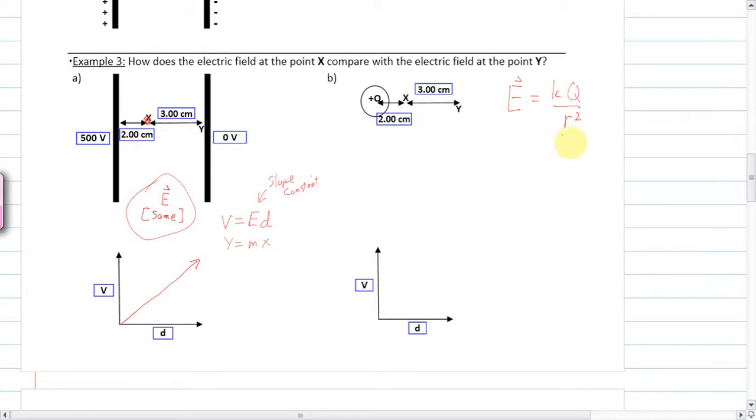So we're going to use K and Q, but the R is going to be 2 at one point, and then the R is going to be 5 at another point. We've got to square it, and we've got to reciprocate it, because it's under the denominator. So this is 1/4 and 1/25. So definitely it's not going to be the same, and it doesn't change linearly. In fact, it changes as the inverse square. So EX is going to be much bigger than the E at Y.